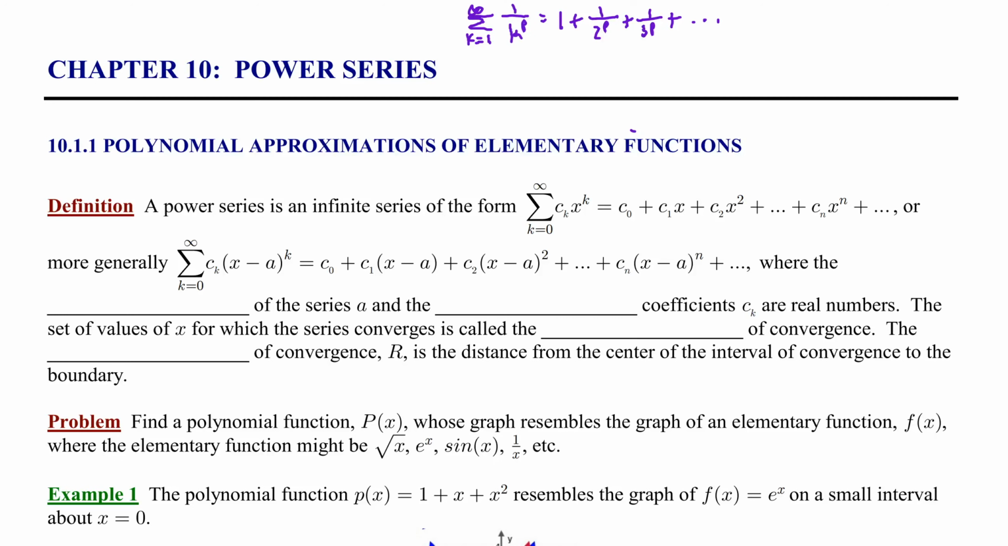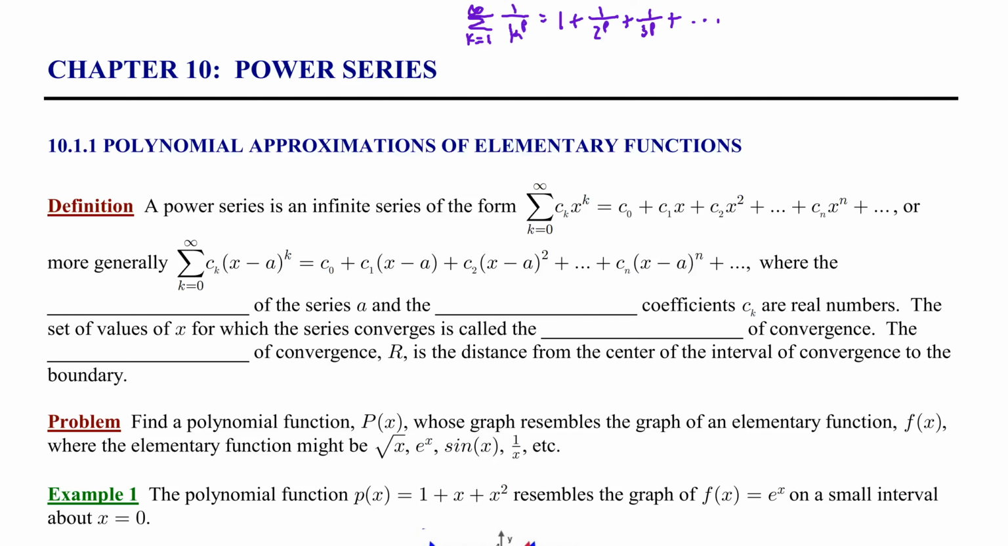A power series, on the other hand, is going to look more like a polynomial containing a variable. In section 10.1.1, we'll begin our approach to power series by looking at polynomial approximations of elementary functions. Here's a definition to begin with.